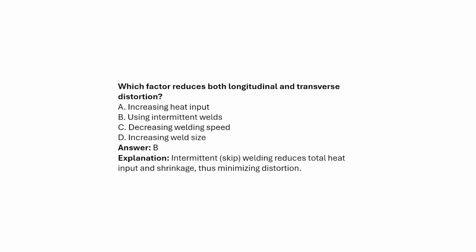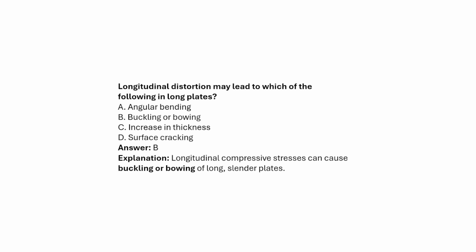Which factor reduces both longitudinal and transverse distortion? Increasing the heat input, using the intermediate weld, decreasing the weld speed, or increasing the weld size. So our answer will be using the intermediate weld, which is nothing but skip welding. Skip welding will reduce the total heat input and shrinkage, thus minimizing distortion.